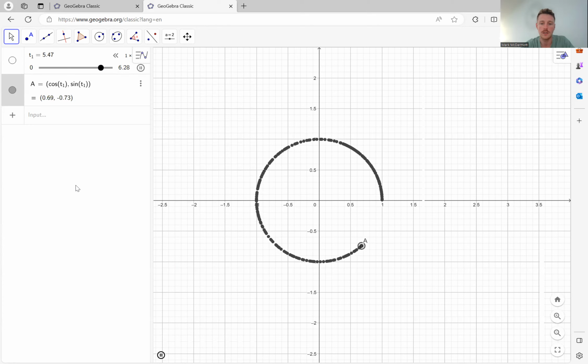So hopefully you can see that that is probably the most basic trigonometric parameterization that we can do. And hopefully you found that useful.